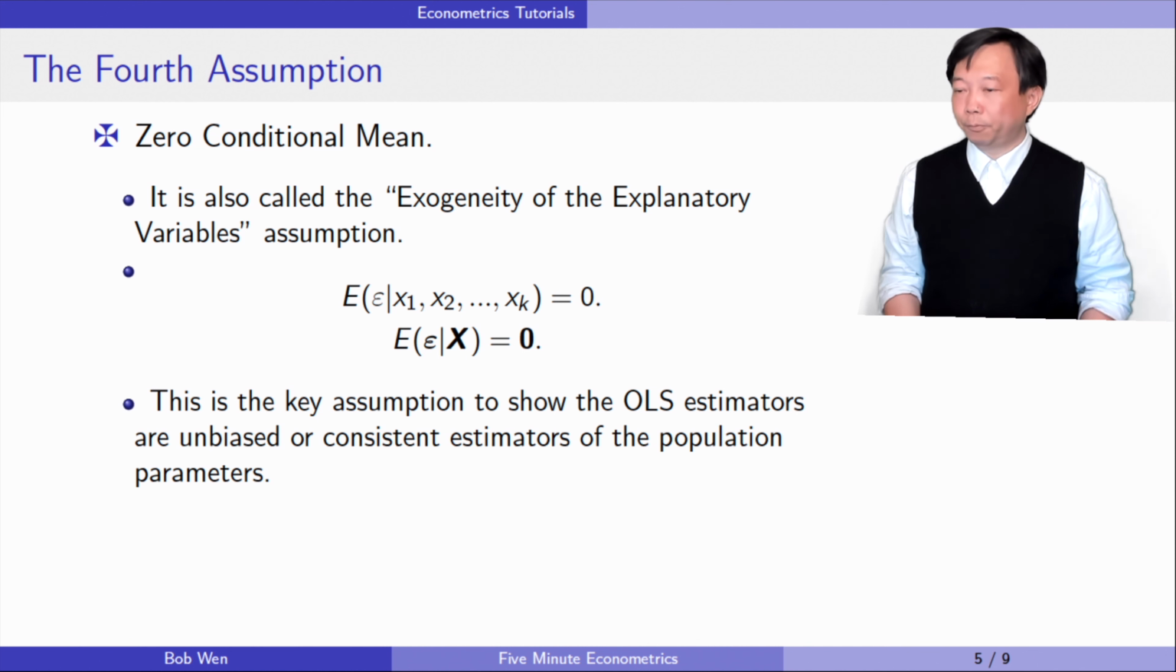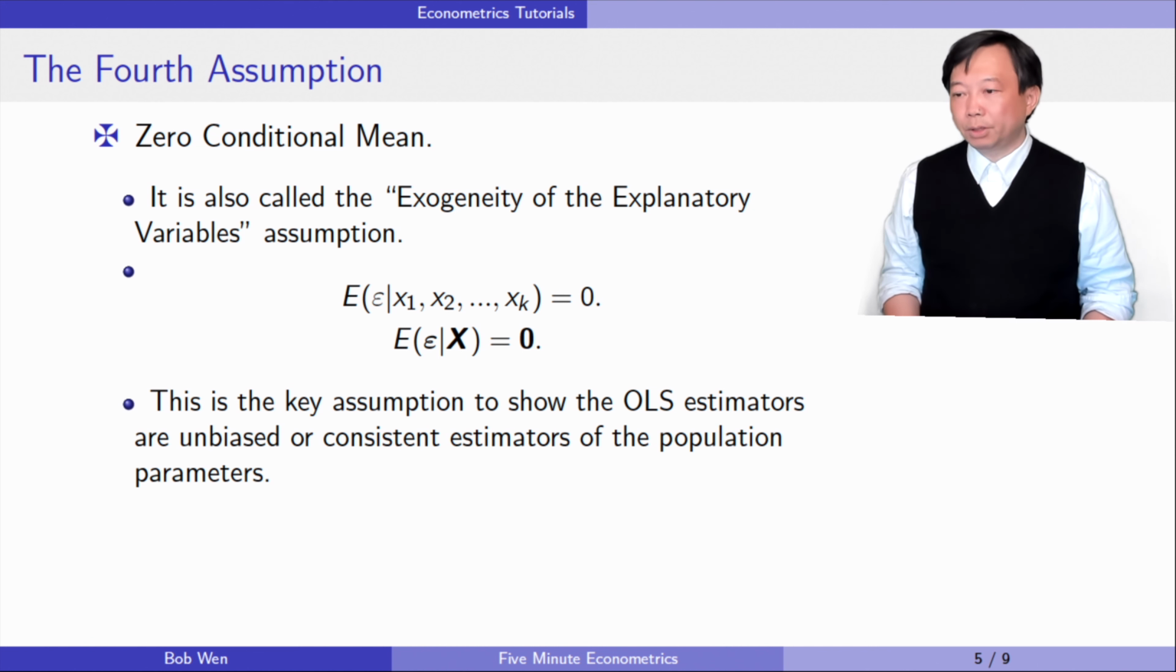Using the above 4 assumptions, we can prove that the OLS estimators are the unbiased estimators of the population parameters. The explanatory variables x are not correlated with the error term or disturbance epsilon, which implies that no observations on x convey information about the expected value of the disturbance.